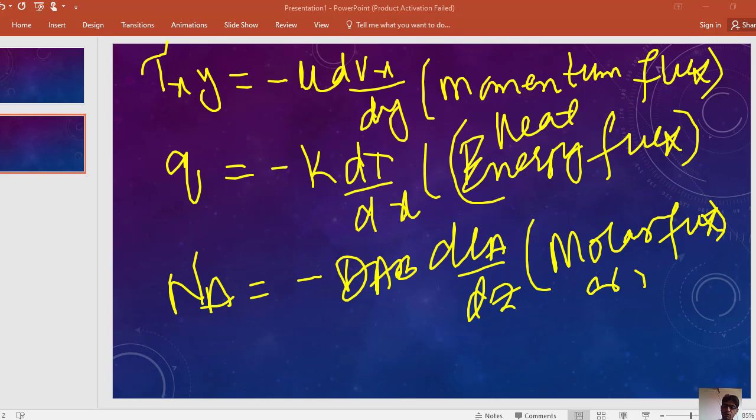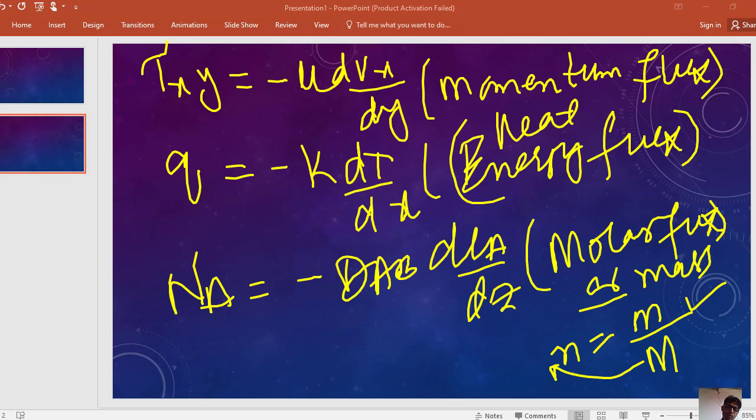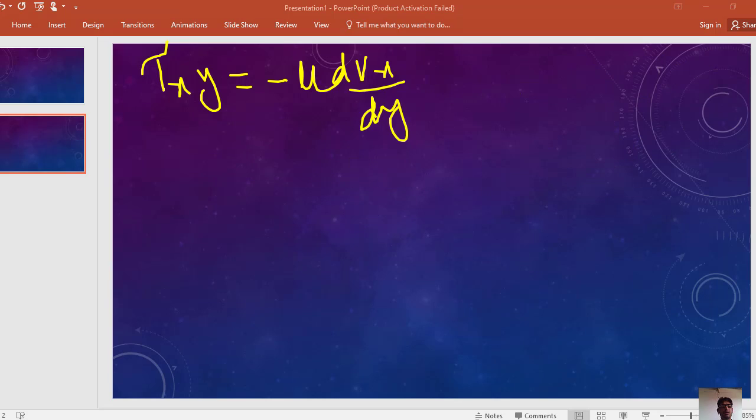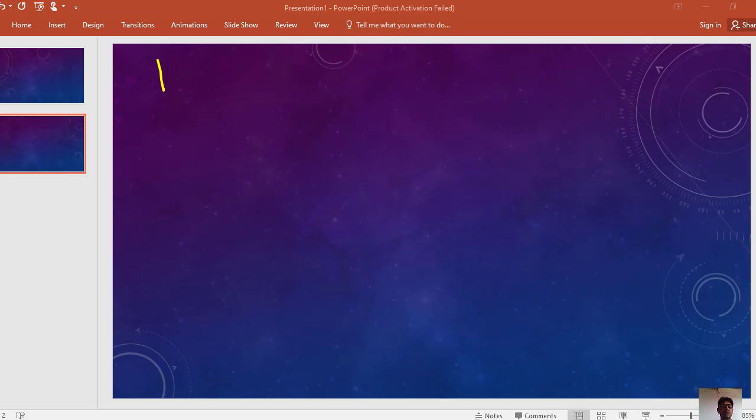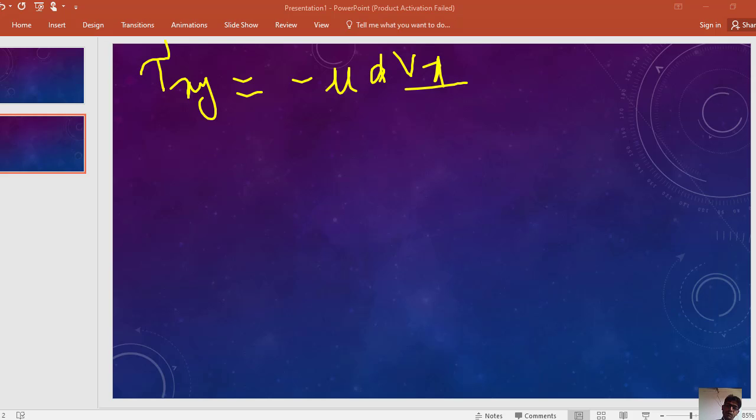Molar flux or mass flux are related by mole equal to mass divided by molecular mass. If we multiply by the molecular weight of component A, we will get the mass flux. So up to now we have discussed the three important transport phenomena: momentum transport, energy transport, and mass transport. The momentum transport equation can also be written as minus mu into dvx by dy.